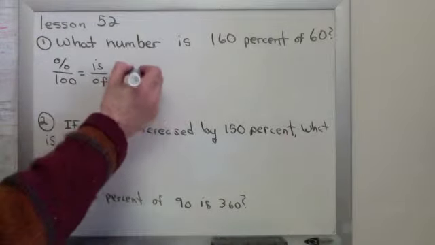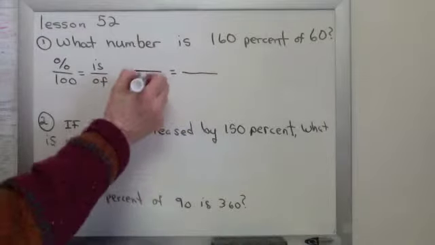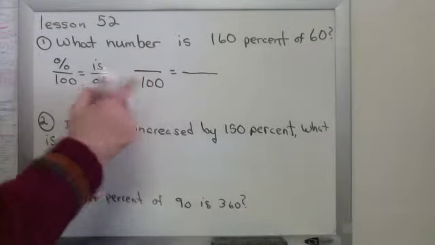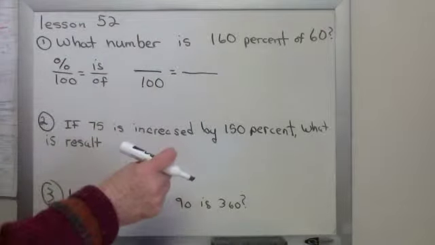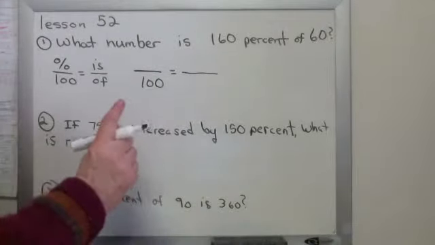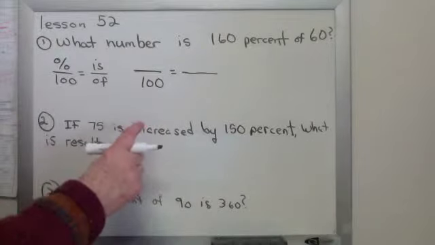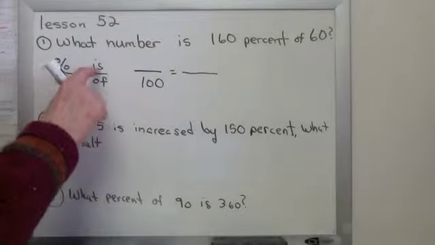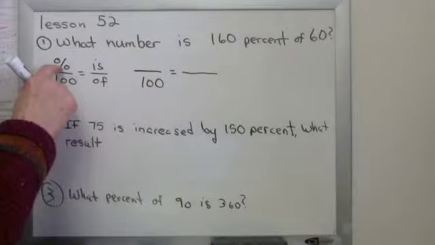So to start off, I always set up the proportion with the 100. That's the only number that you're given. And now there are 3 spots where I have to put numbers. One of them I'm not going to have a number for. I put that as an X and then solve the proportion. So here's how I do it. I need to find an is number, an of number, or a percent number.